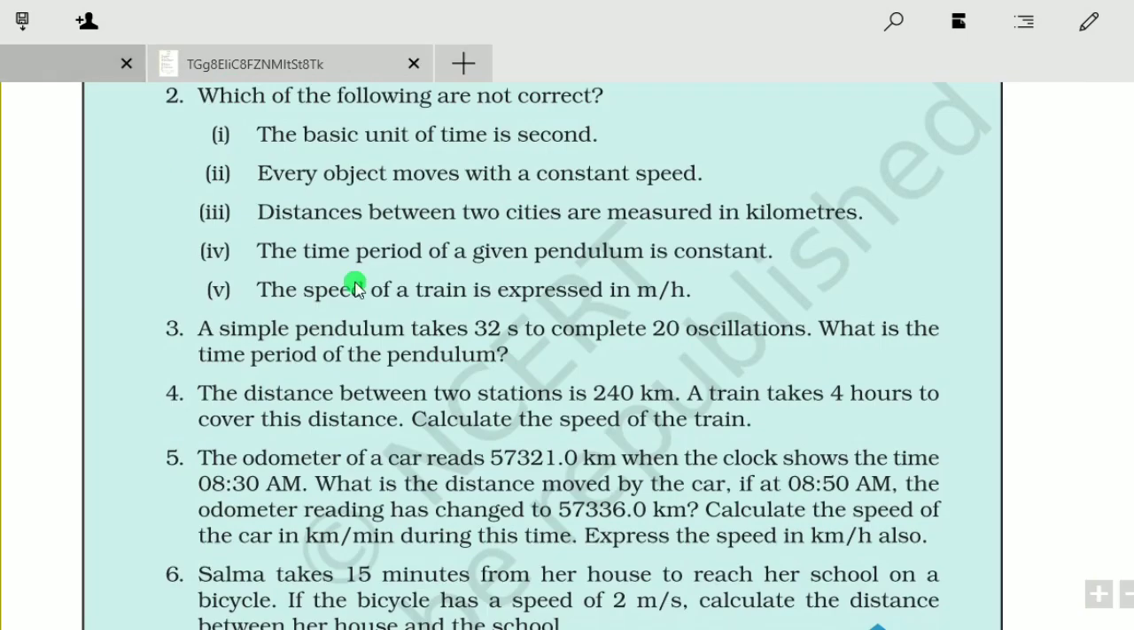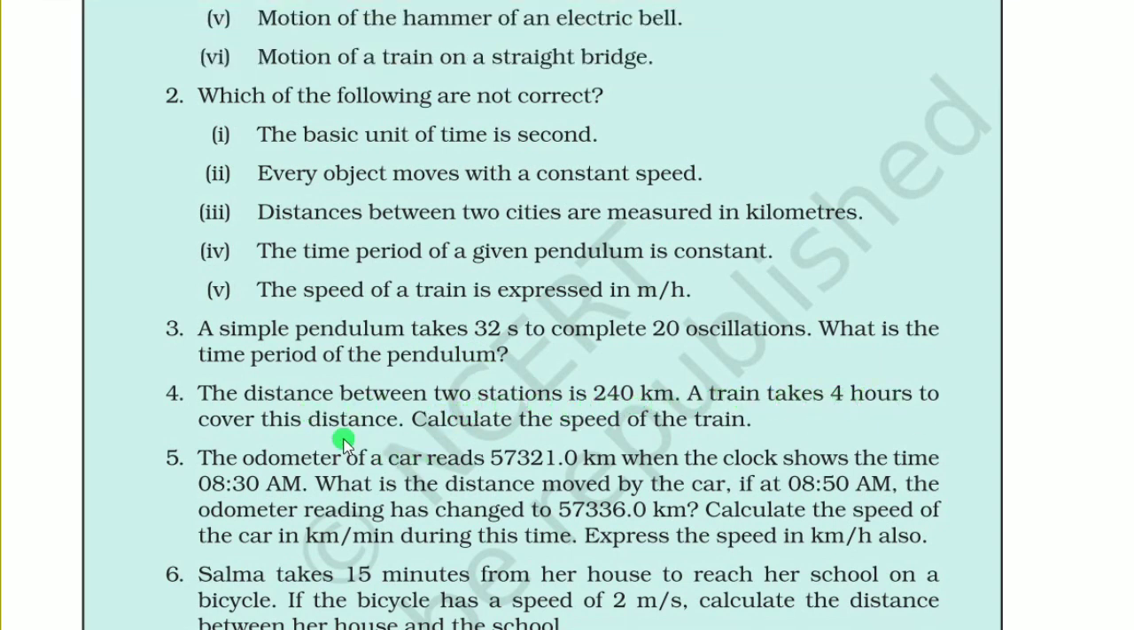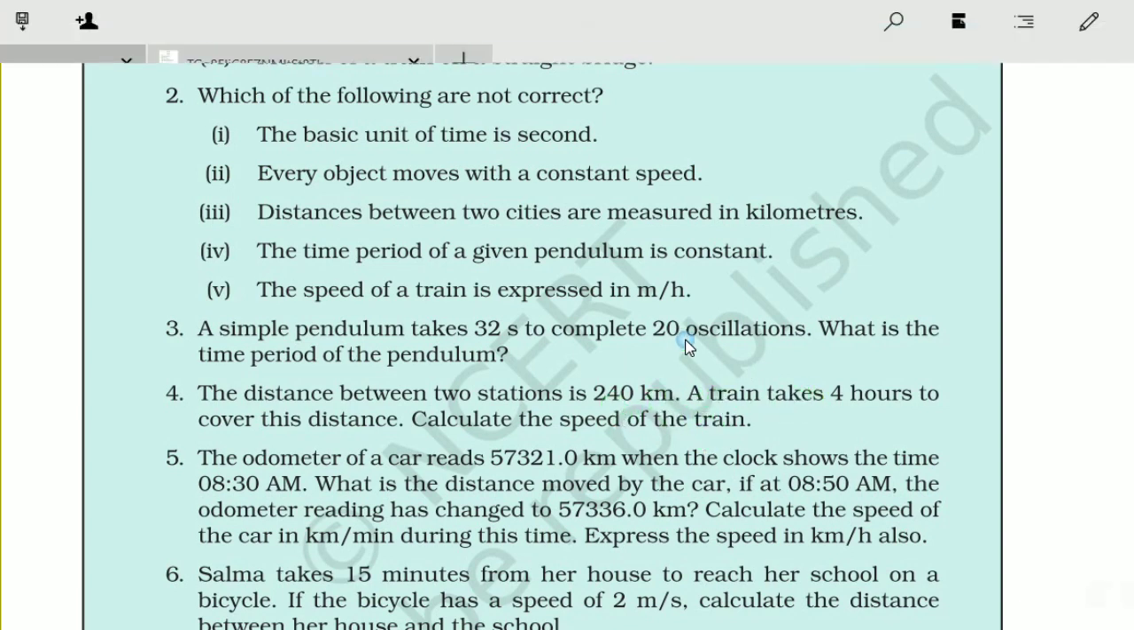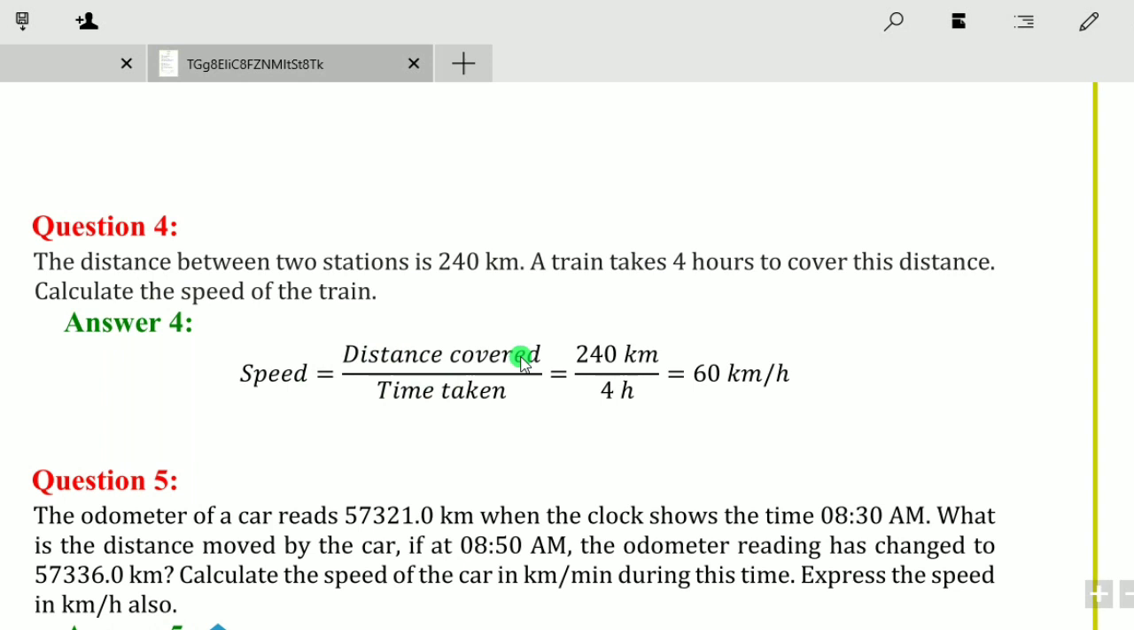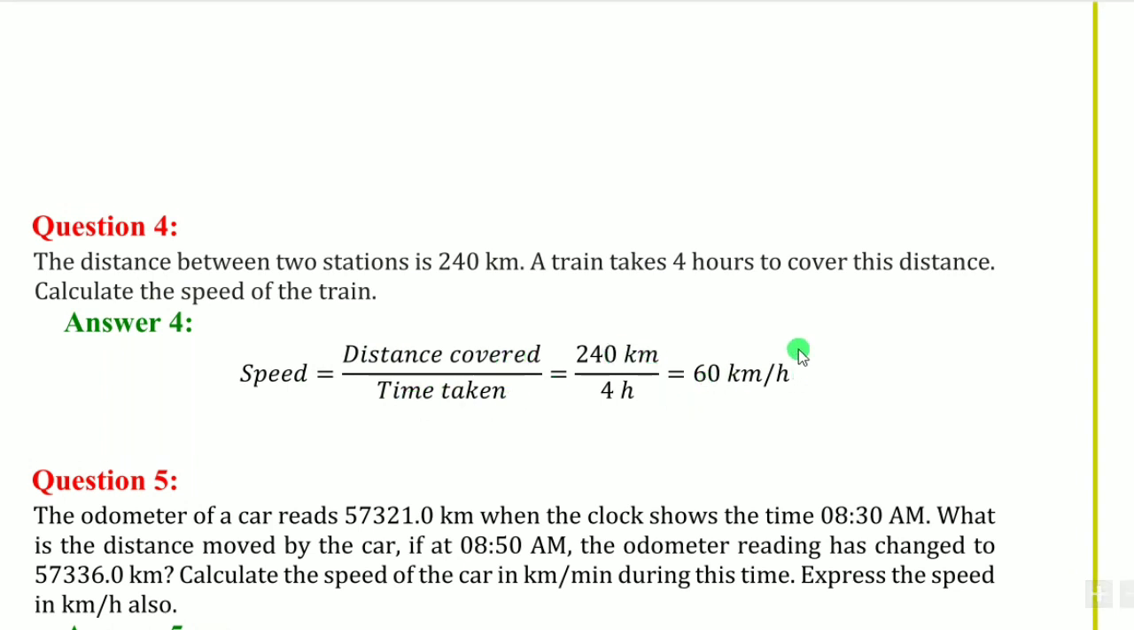Now go to question number 4. The distance between the two stations is 240 km. A train takes 4 hours to cover the distance. Calculate the speed of the train. Then you know the definition. Speed is equal to distance by time. So distance is 240 by 4 hours and it will come out as 60 km per hour. So it is written here, distance covered by time taken, 60 km per hour.